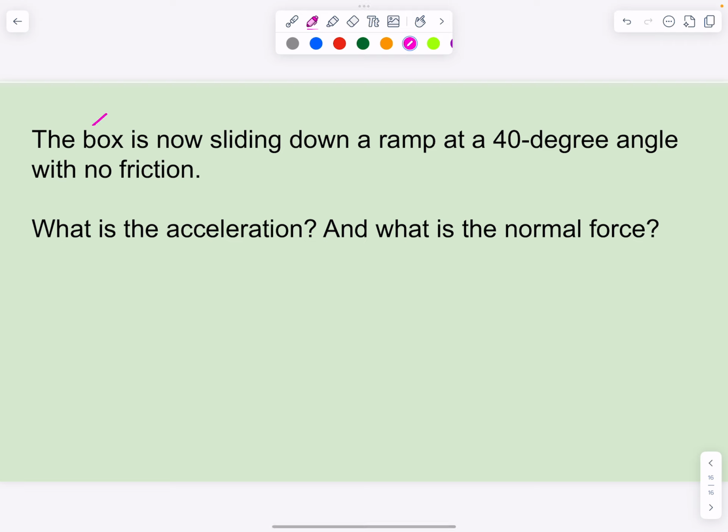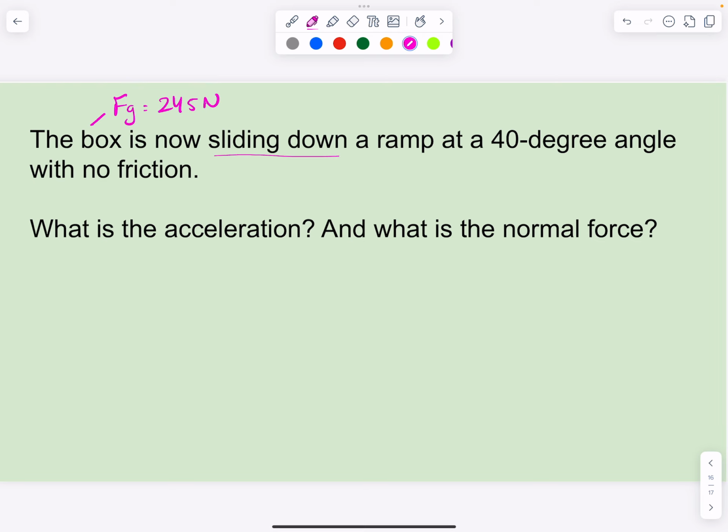Now I take that box, which has an Fg value of 245 newtons, and it's sliding down a ramp at a 40-degree angle with no friction. And I'm asked two questions. What's the acceleration and what's the normal force? So let's go back to our drawing that we've done a few times now and see what it's asking us. Here's our box.